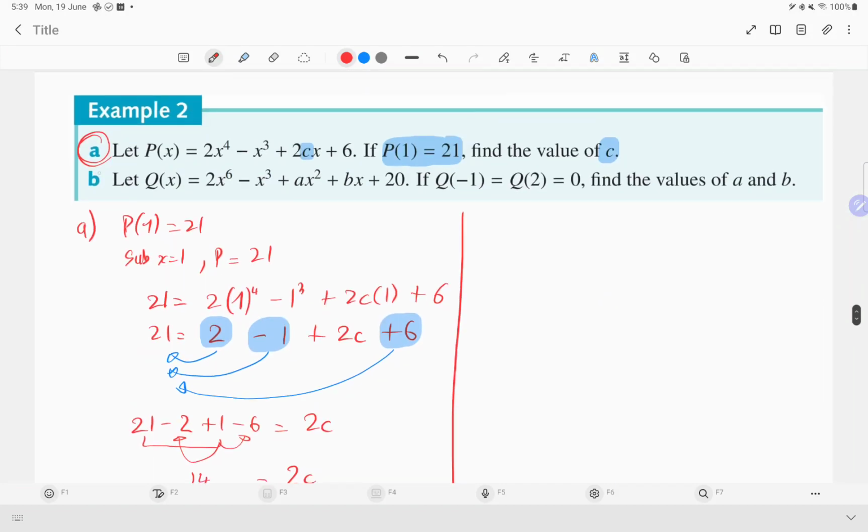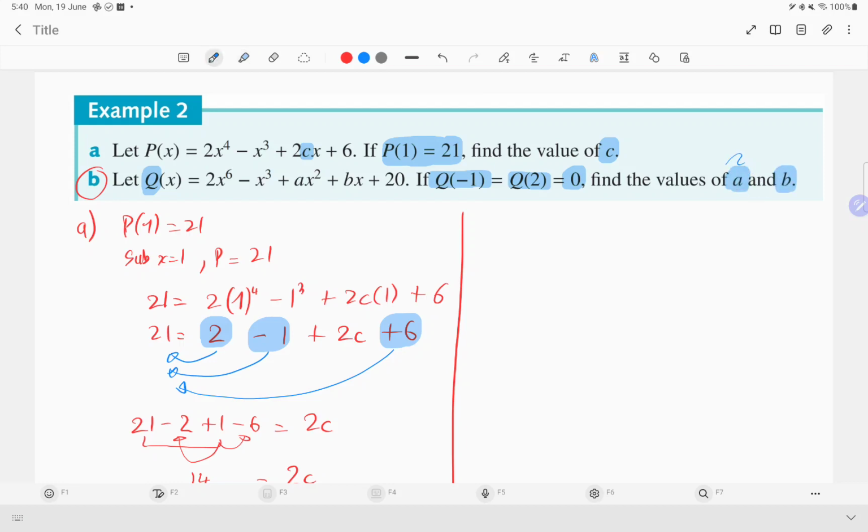Have a look at question B. What's the difference between question A and question B? Anyone? There's a Q in there. Yes, it's Q. It's called a different polynomial. They give you 2 of them. Yes, they give you 2 of them. And there's one more thing that you guys can talk about. Find the values A and B. Yes, they ask you to find 2 things.